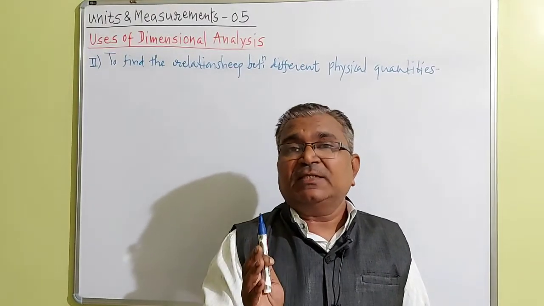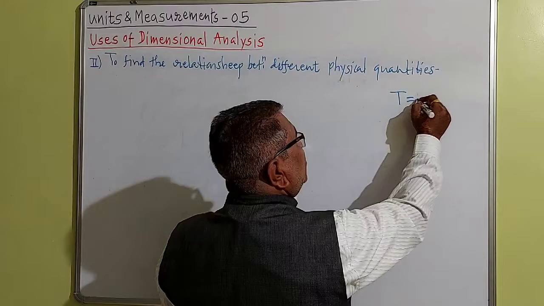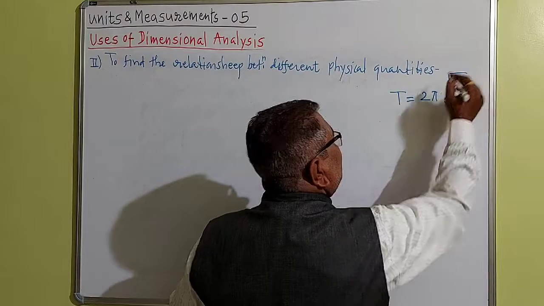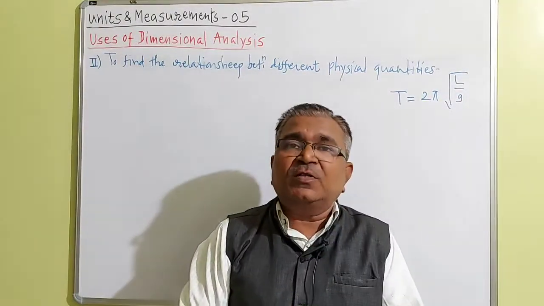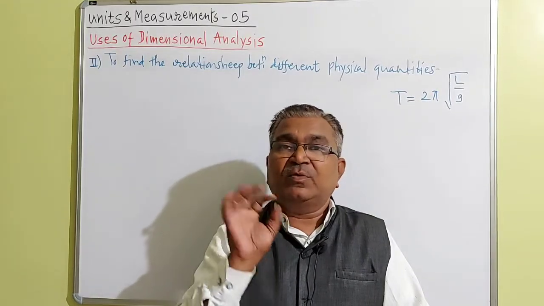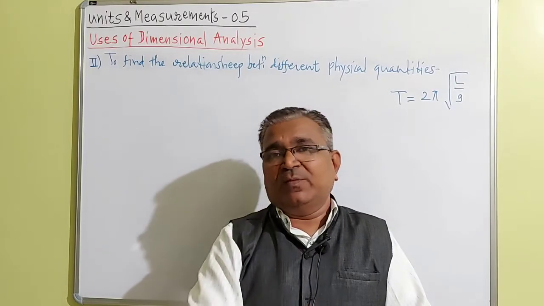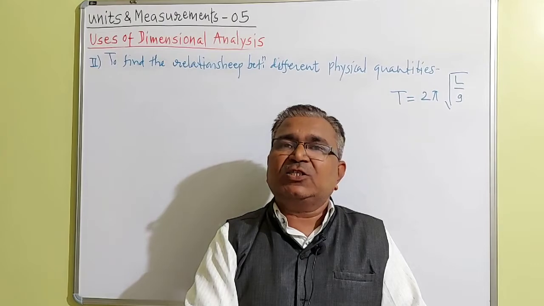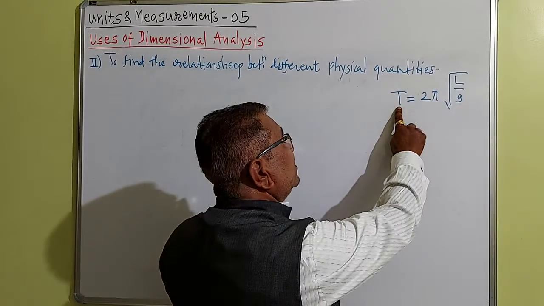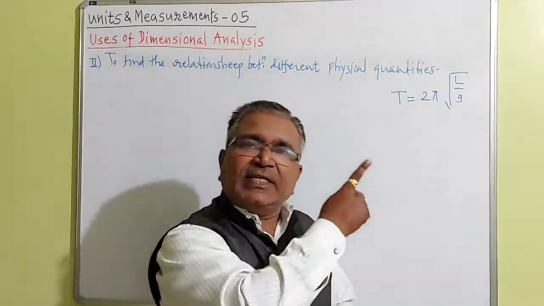For that purpose, the book has chosen the equation T is equal to 2 pi square root of L upon G. This is the equation of the period of a simple pendulum. Dear student, capital T is the periodic time, 2 pi is a constant term, capital L is the length of the pendulum, and G is acceleration due to gravity. So the exact relationship between period, length of the pendulum and acceleration due to gravity is like this.